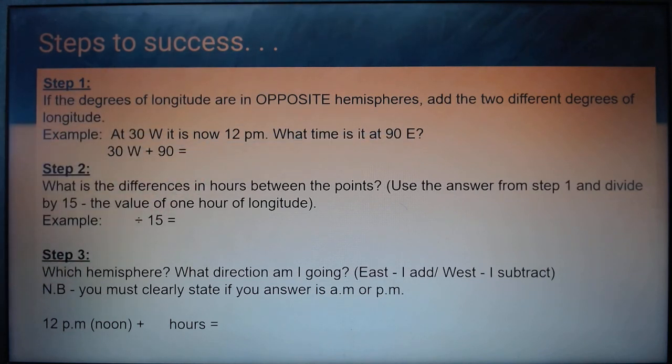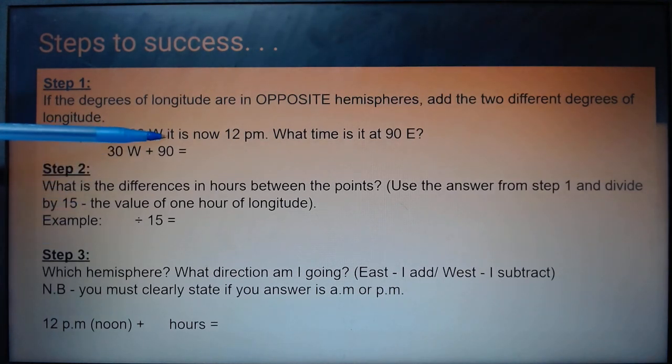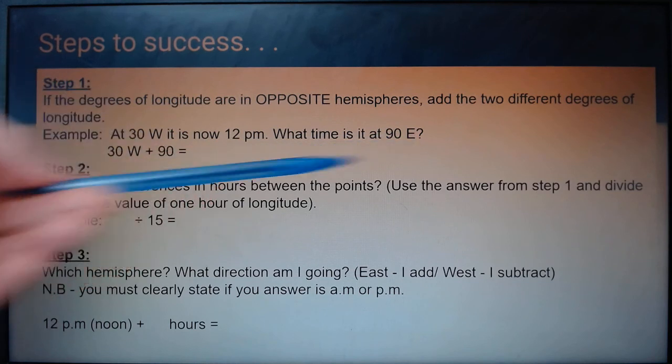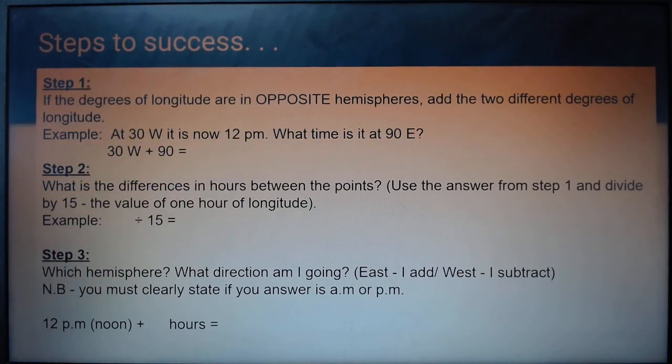So very simply, the map makes it easier, but you can do it like this as well. You add the two of them, because one is in the western hemisphere, one's in the eastern hemisphere. 30 plus 90 equals 120 degrees. So now the difference between the two locations is 120 degrees.